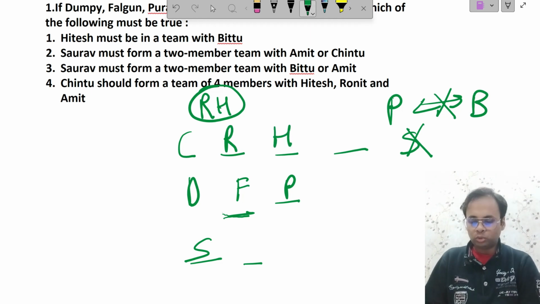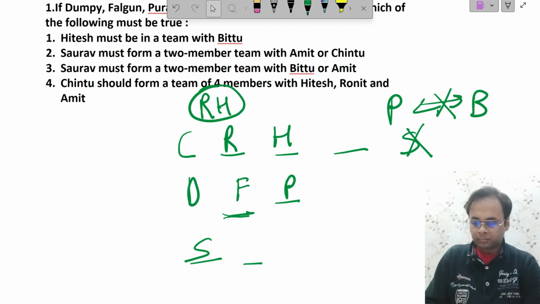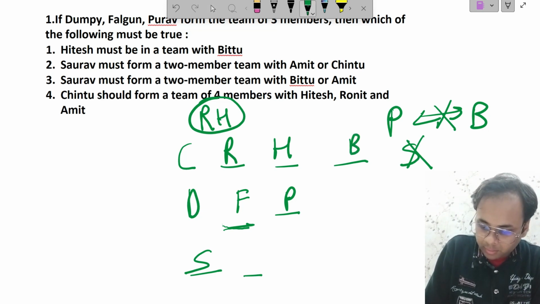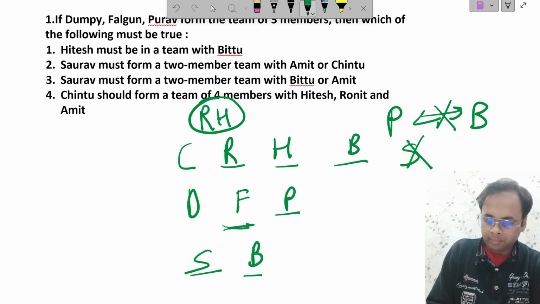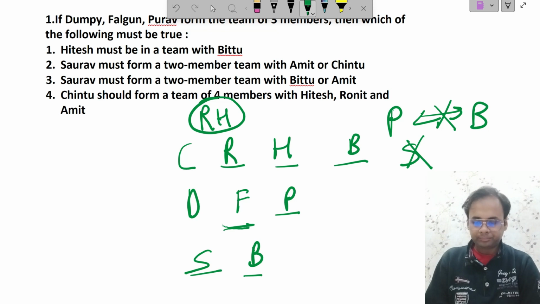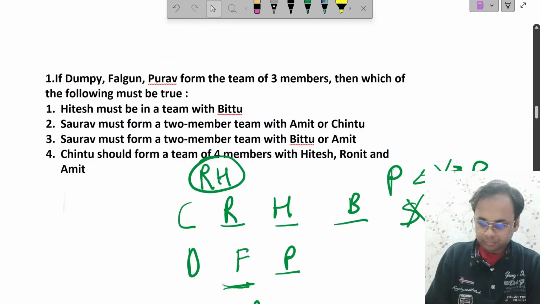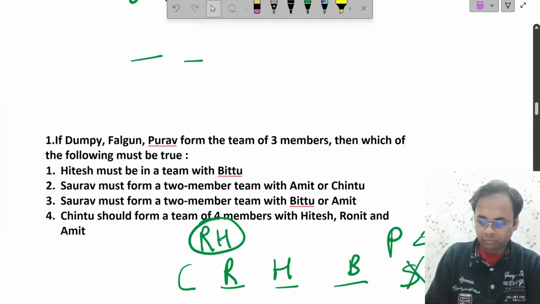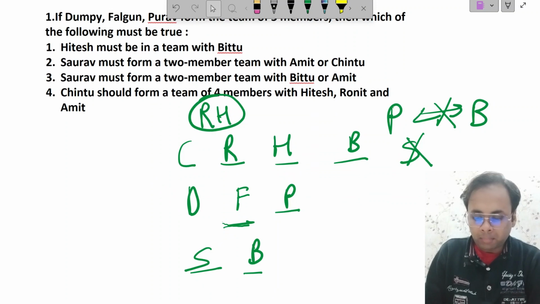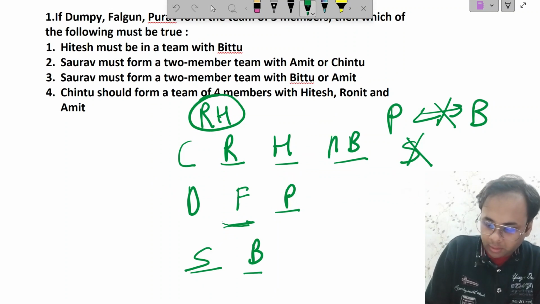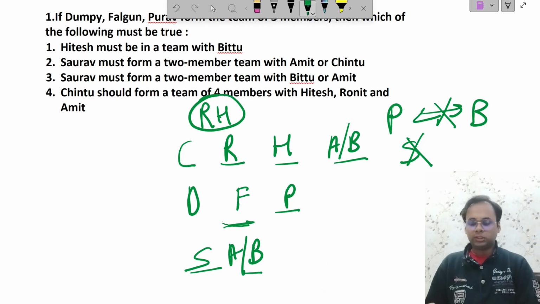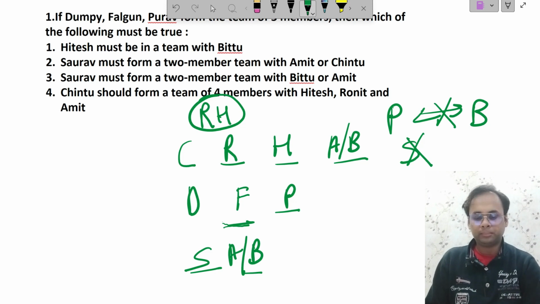Okay, so we have two places being left. Like for the B means bit 2. B can come where? B can come maybe over here, or B can come maybe over here. And which is the other one which is left? Overall, A, B, C, D, F, G, H, R, P. Okay, so we have not marked anything about Amit. So either A or B can come here, or A or B can come here. Okay, so this is the situation we have with respect to this question.